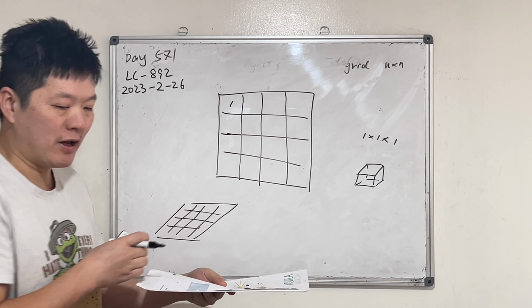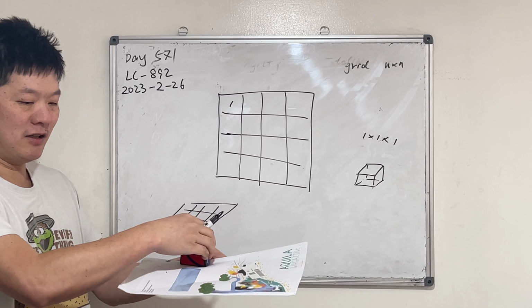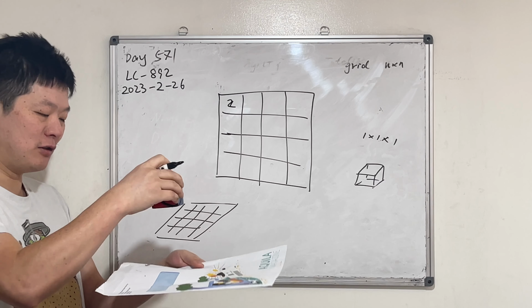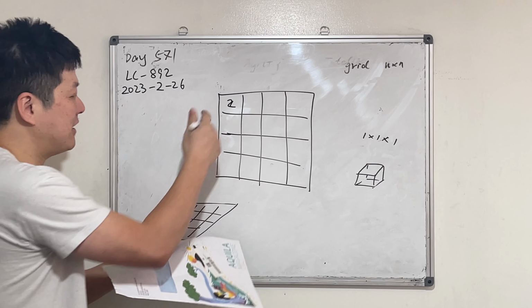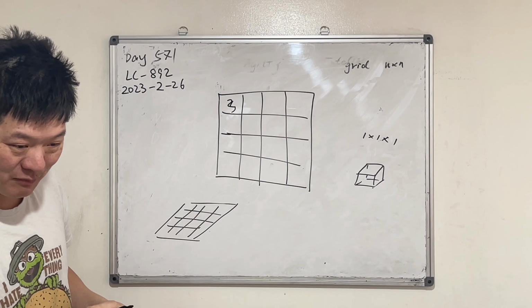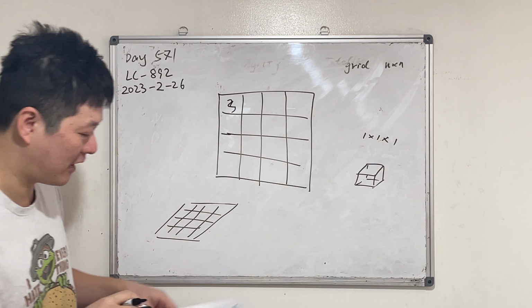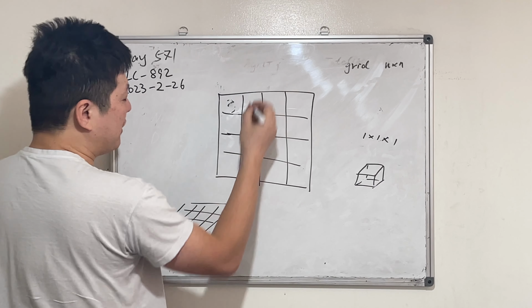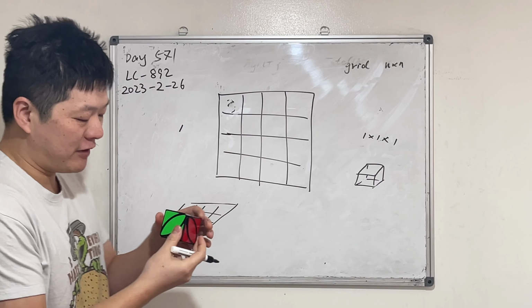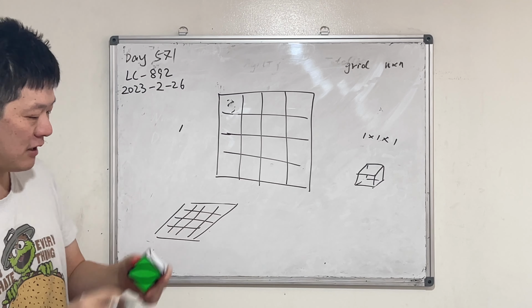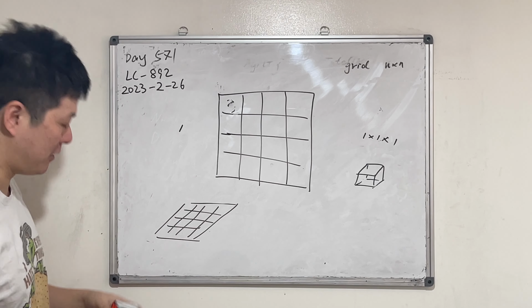So if this is 1, it means I put a 1 here. If this is 2, I put 1, 2 on top. If this is 3, I put 3 cubes: 1, 2, 3. Make sense? Okay, so let's say I just put a 1 cube on that. How many surfaces? Surface is, you know, 6, counting the top and bottom as well.